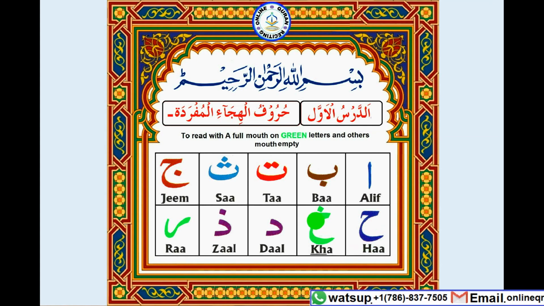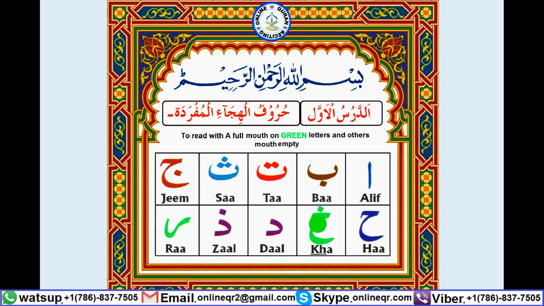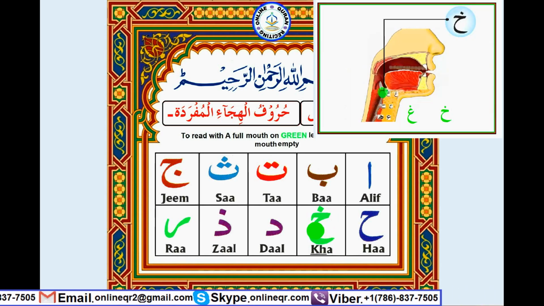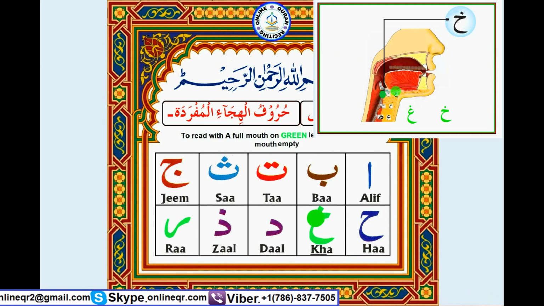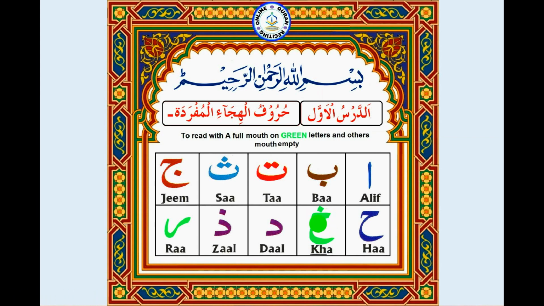This is Kha. Kindly read after me. Kha. This is heavy letter. Kha comes from upper portion of throat. To pronounce Kha. Kha.